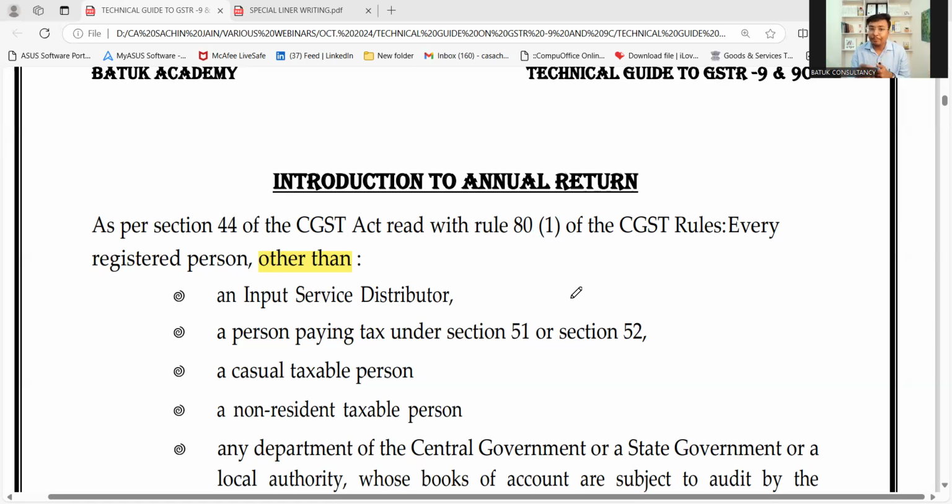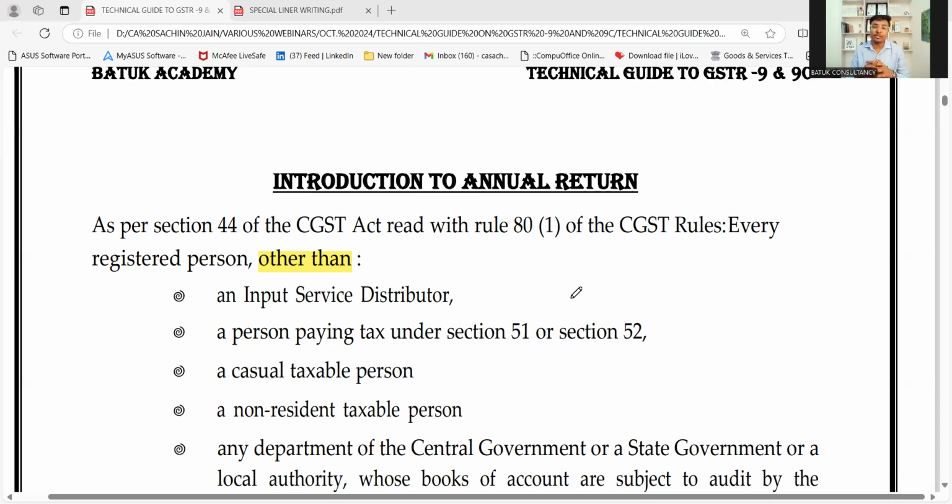The second thing: whenever you watch this video, just keep the physical book, Technical Guide to GSTR 9 and 9C, with you, so that if you find any important or specific point, you can easily make a note. In this book we have provided certain free space to make your own notes.